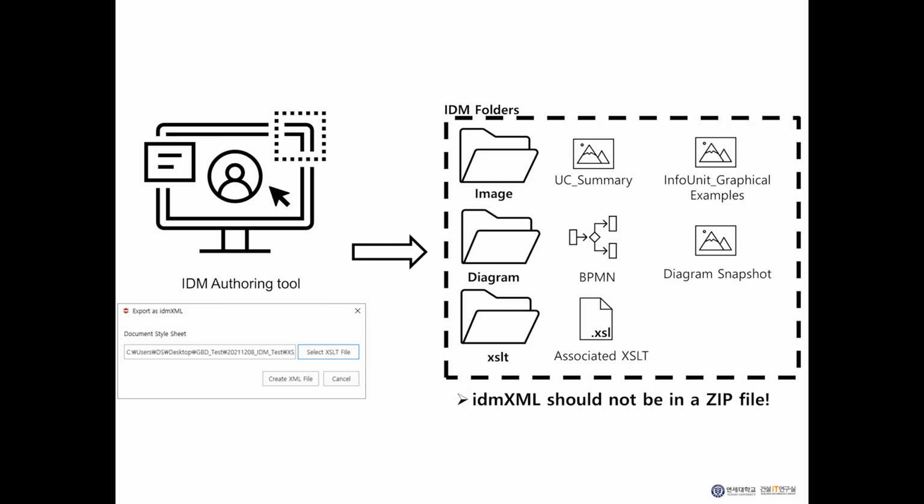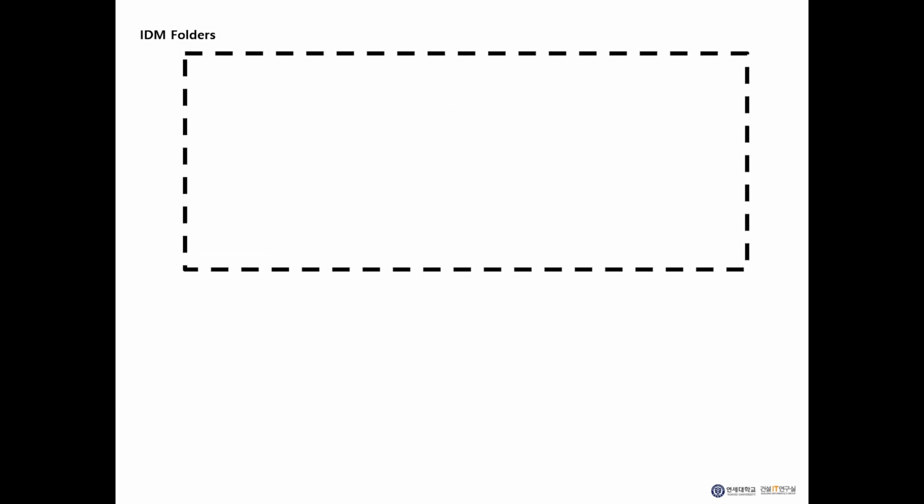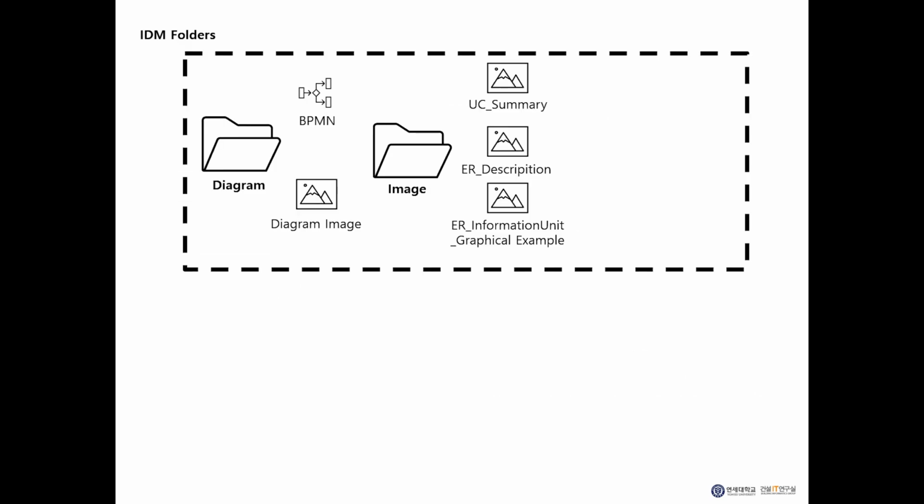IDM folders should have a file format like the following. There are three IDM folders: diagram, image, XSLT. The diagram includes files regarding the BPMN or other supported diagram files. In the case of only BPMN, the folder will contain one BPMN diagram file and an overview image of the diagram. Images contain all graphical examples to define IDM elements, such as summary in UC, description in ER, and graphical examples for the information unit. Finally, XSLT contains the associated XSLT file for the IDM XML document.